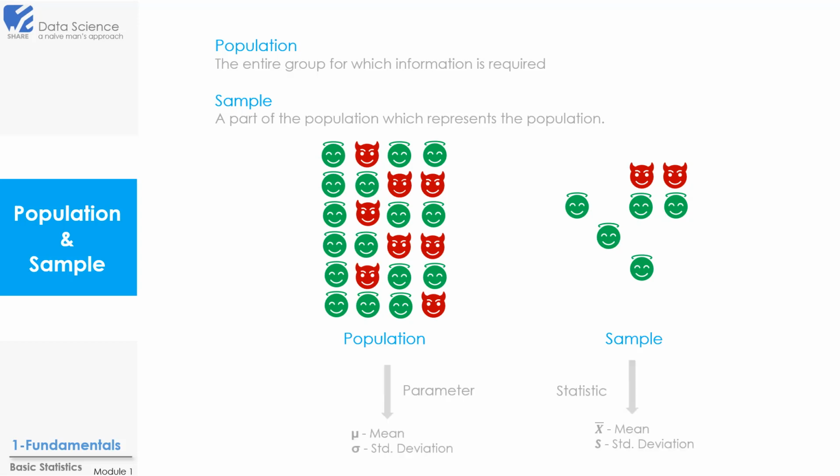Now the numbers that summarize the population are called parameters, and the numbers that summarize the sample are called statistics, such as mean, standard deviation, etc. So for the population, the mean is denoted by mu and the standard deviation is denoted by sigma. And for the sample, the mean is denoted by x bar and the standard deviation is denoted by s.